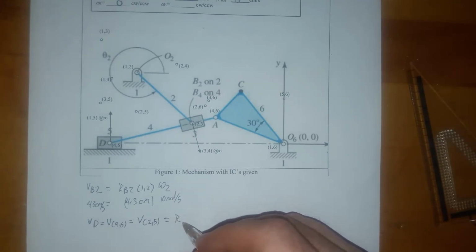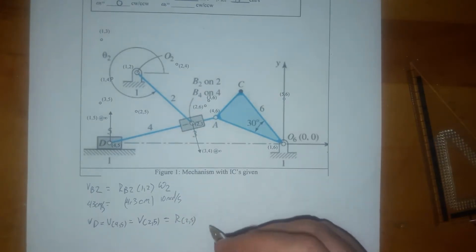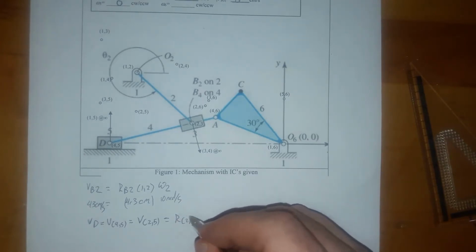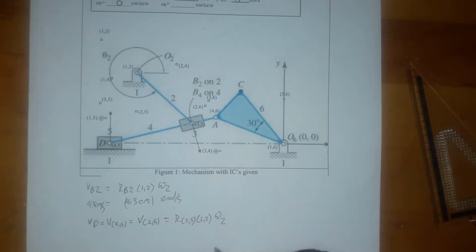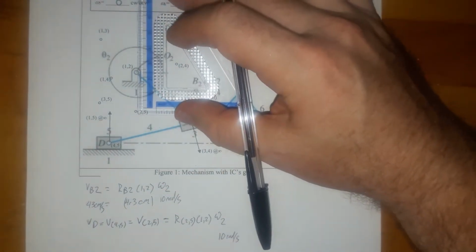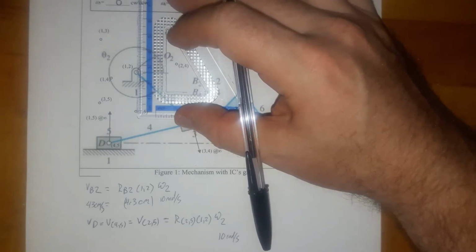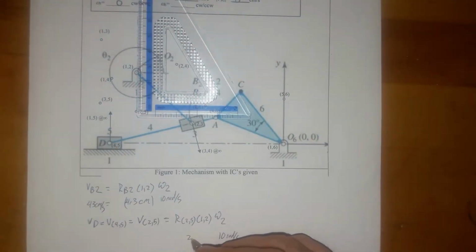And so that'll speed things along quite nicely. And so I will have V25 equal to R25 with respect to 1,2 times omega 2. And so once again, this is 10 radians per second, and then I can measure this distance right here, and that'll be 2.6 centimeters. And so that's going to be equal to 26 centimeters per second.